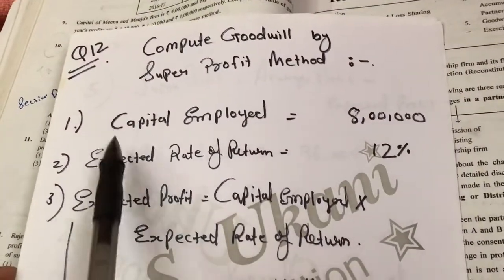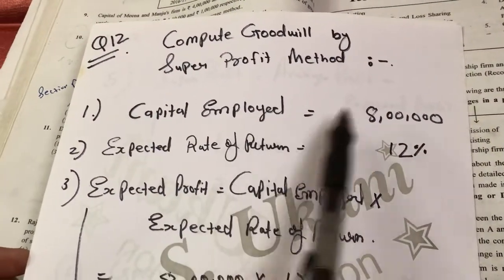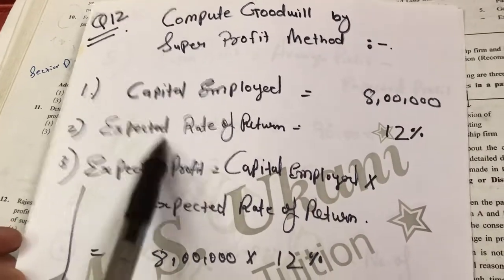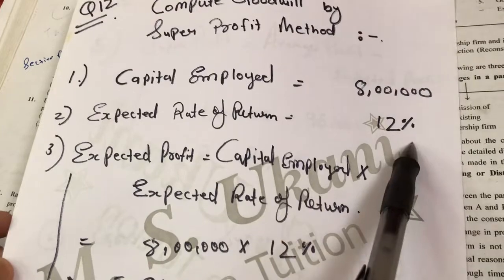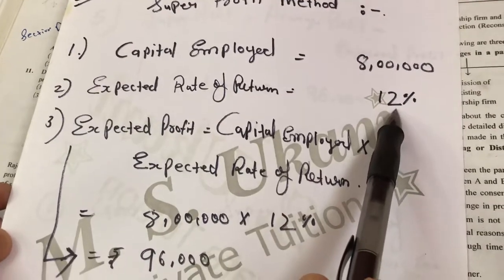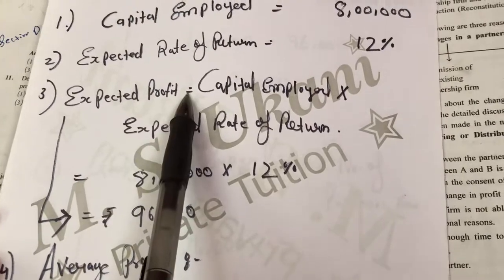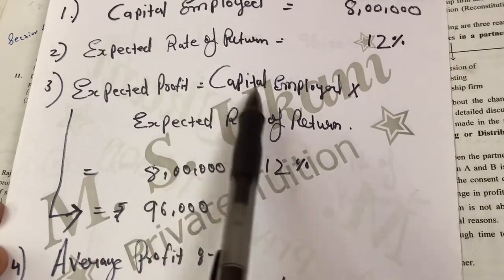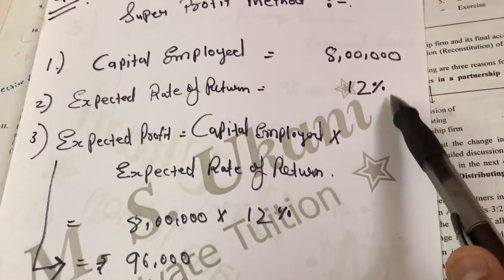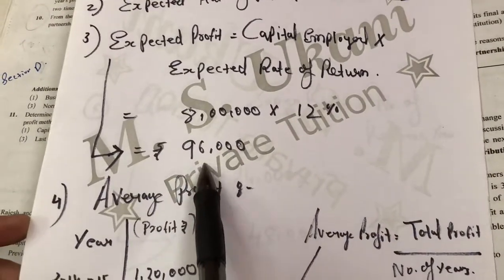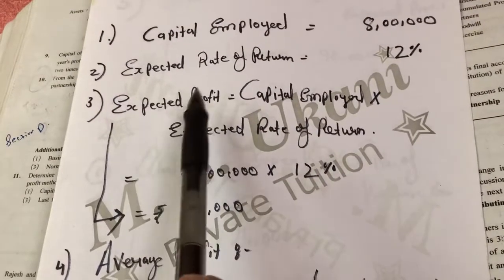See here, the first step, that is capital employed, that is 8 lakh, which is already given in the sum. Second step is expected rate of return, that is 12%, that is also given in the sum. The third step is expected profit. Expected profit means what? Capital employed multiplied by expected rate of return. So you will get the answer 96,000 rupees as a expected profit.